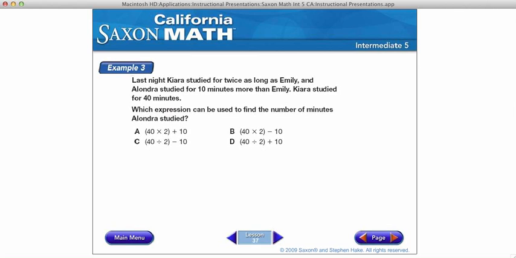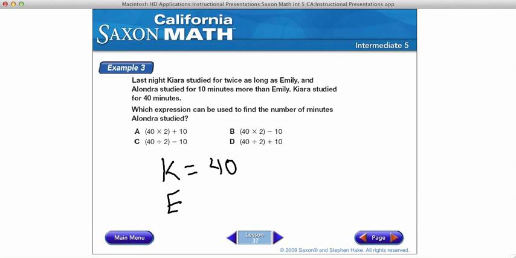Last night, Kiara studied for twice as long as Emily, and Alondra studied for 10 minutes more than Emily. Kiara studied for 40 minutes. Which expression can be used to find the number of minutes Alondra studied? Okay, well, let's think about this for a minute. Kiara studied for 40 minutes. Kiara studied for twice as long as Emily. So Emily studied half as long as Kiara.